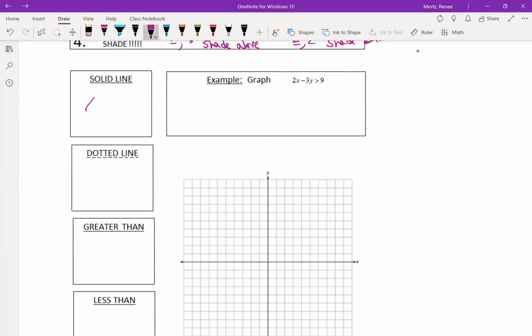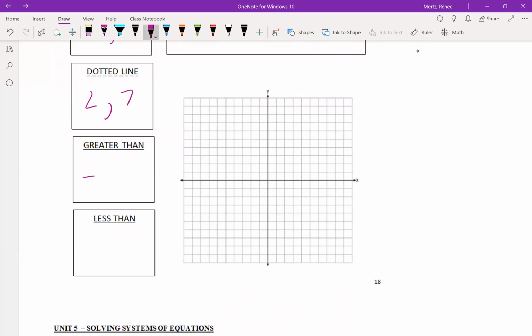So solid, less than or equal to, greater than or equal to. Dashed, less than or greater than. For greater than or equal to, shade above. So we're shading either on that side or on that side. Less than, shade below. So one of those two sides, depending on the slope.